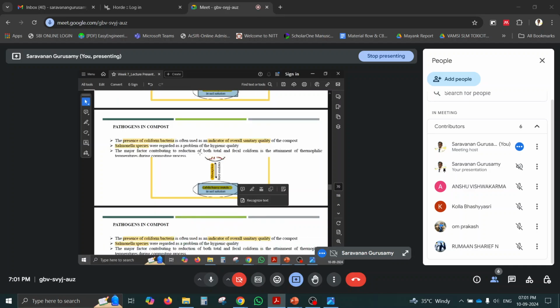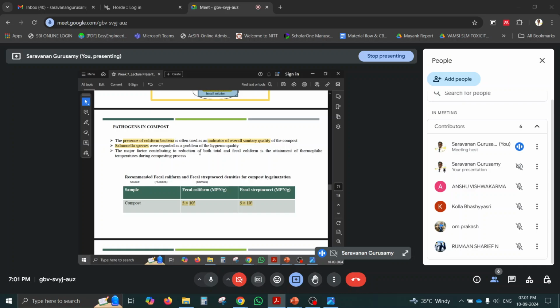Okay. Then pathogens. What are the coliforms we have discussed? Fecal coliform and total coliforms. Fecal coliform comes from humans and fecal streptococci from animal feces. These two should be in the range of 5 into 10 power 2, that is 500, and 5 into 10 power 3, that is 5000. So fecal coliform should be 500 MPN per gram of compost, and fecal streptococci should be 5000 MPN per gram of compost.